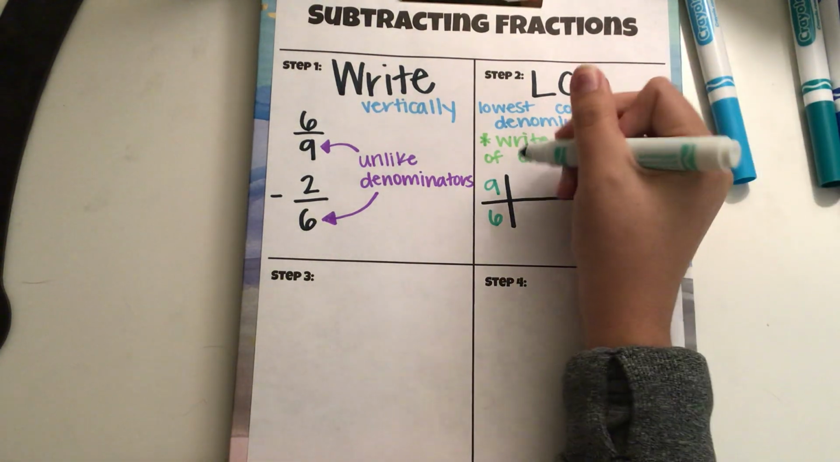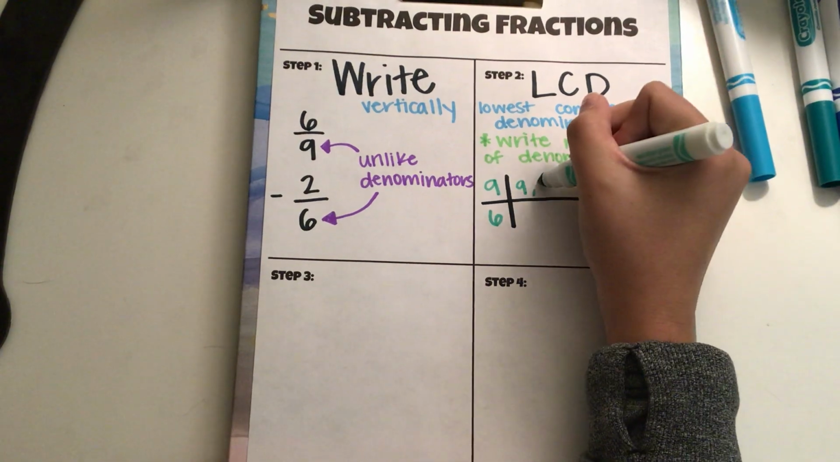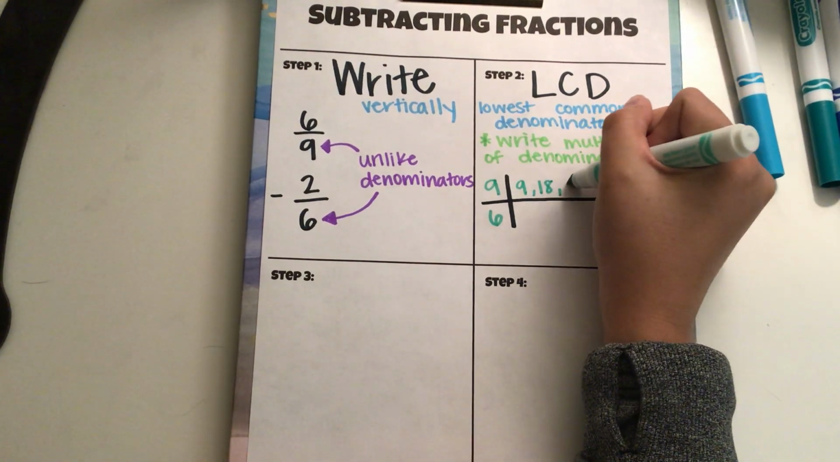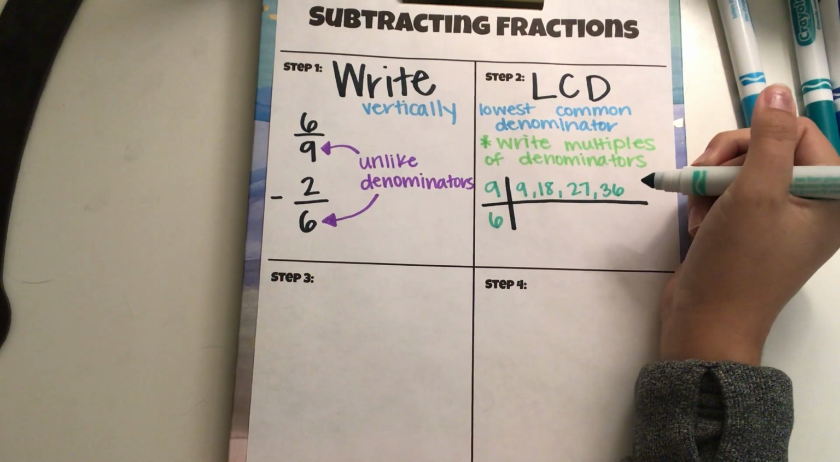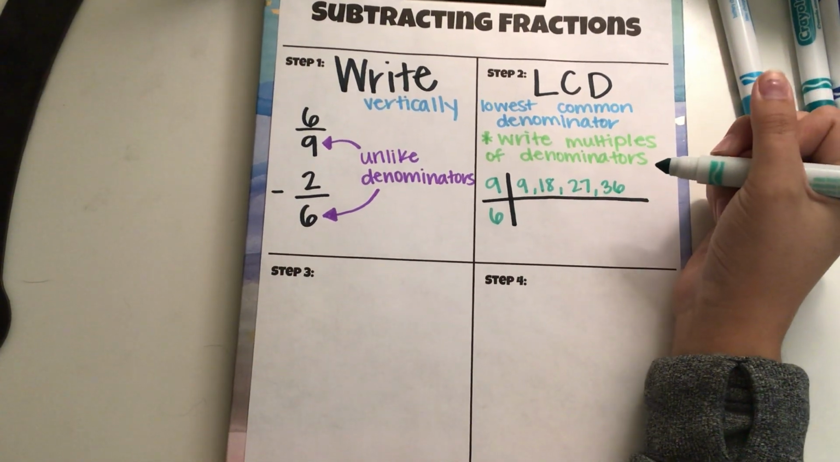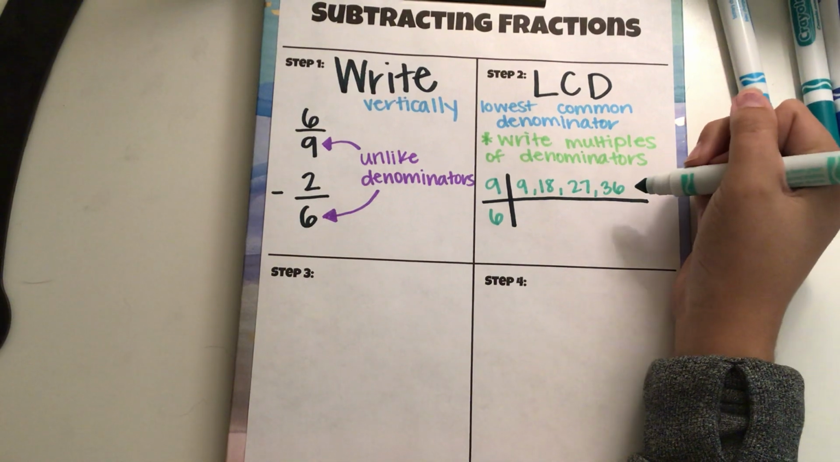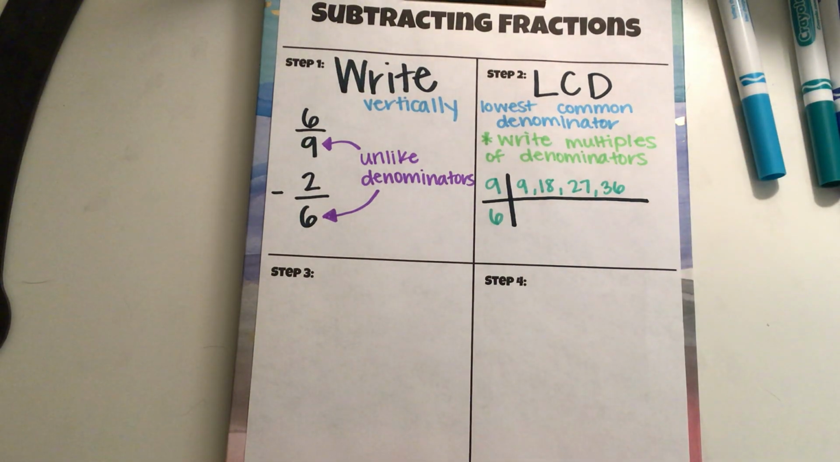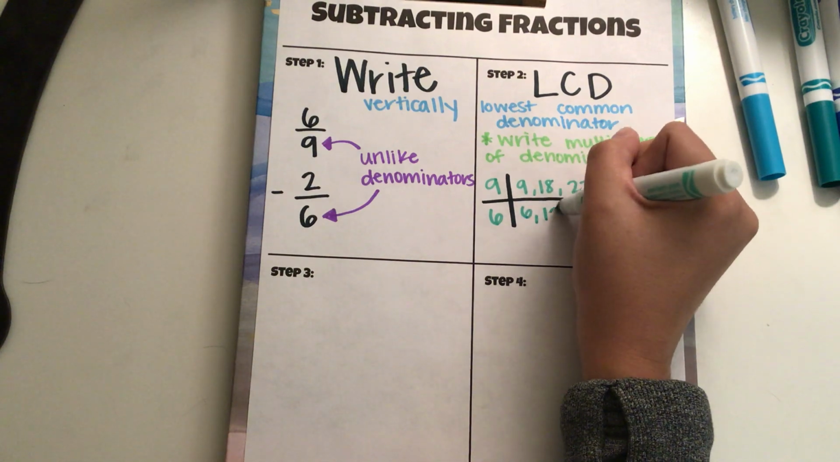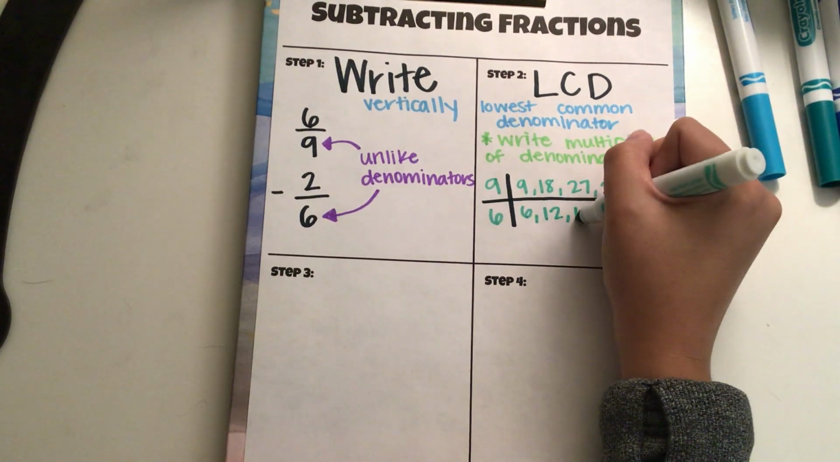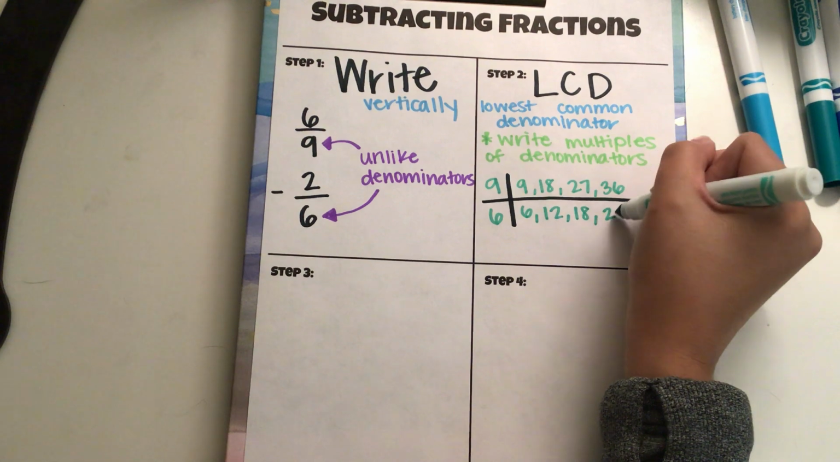So when we do 9, we go 9, 18, 27, 36. We can probably stop there. We'll see if we have to do any more. Remember, I always recommend that you write down 4 or 5 to start out with. Now we've got our multiples of 6. We have 6, 12, 18, 24.